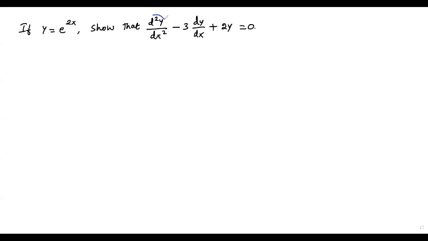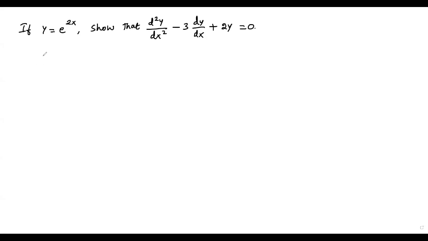Then we'll get d²y/dx², and then we have to multiply the first derivative by 3. Then we simplify this, and to this result I add 2y, and the complete result must be equal to 0. So this is what I have to prove in this problem.